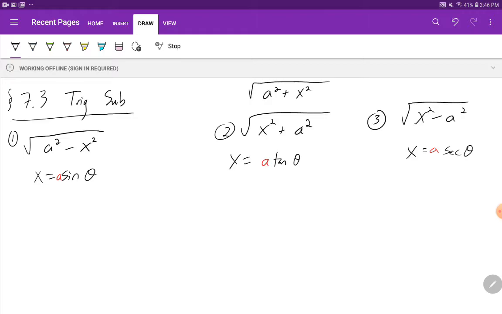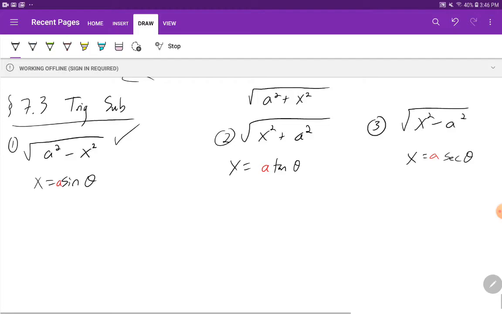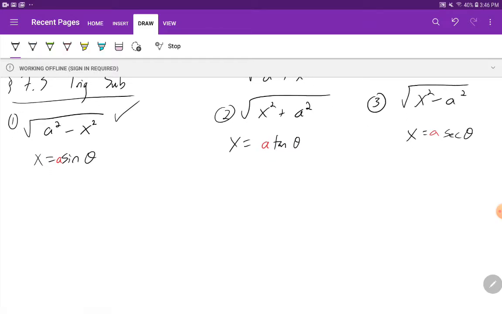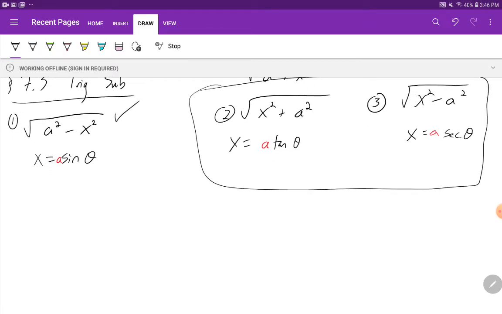All right, and as long as we see these forms, the square root of whatever form in our problem, we can use trig sub to rewrite the integral. So we did an example of number 1 already in class, so I'm not really gonna do that again. Just refer to the video. So why don't we look at ones that look like 2 and 3.